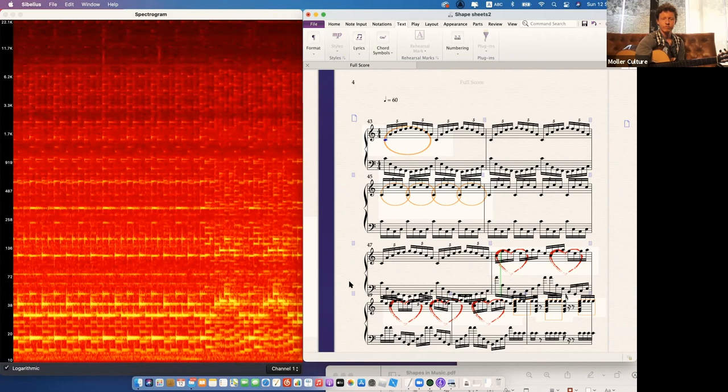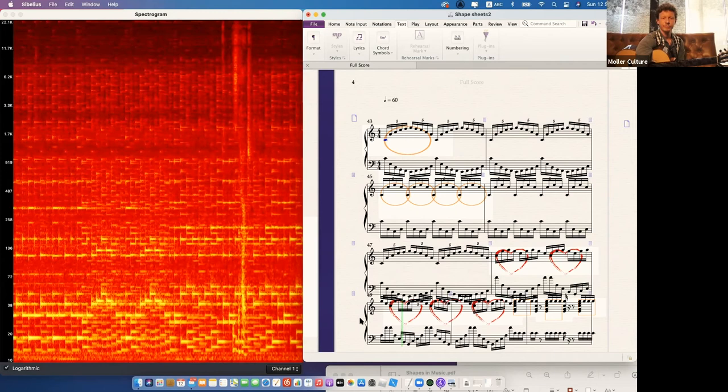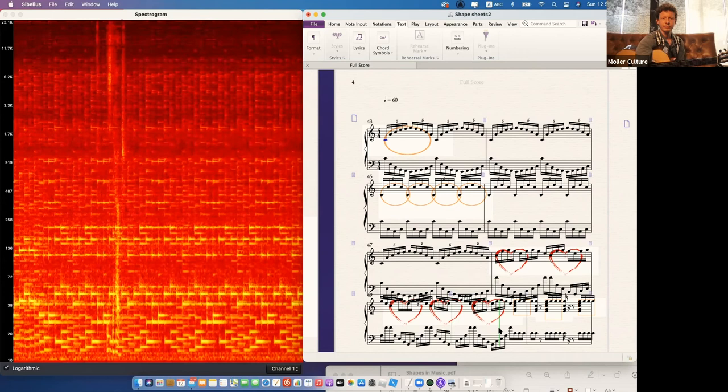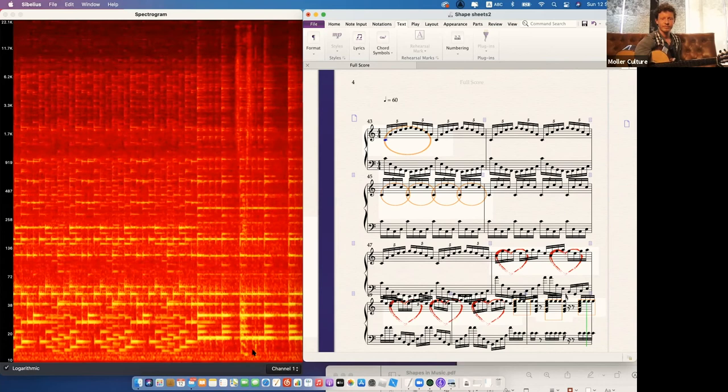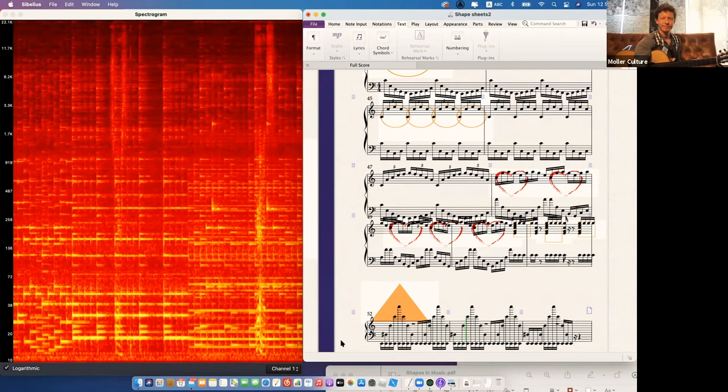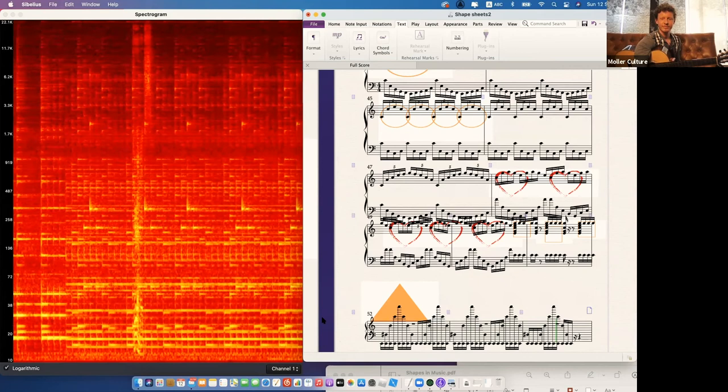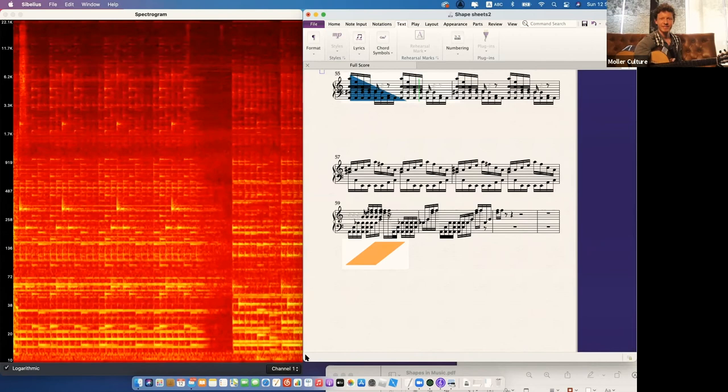This is the heart. Squares. Pyramids. Triangle.